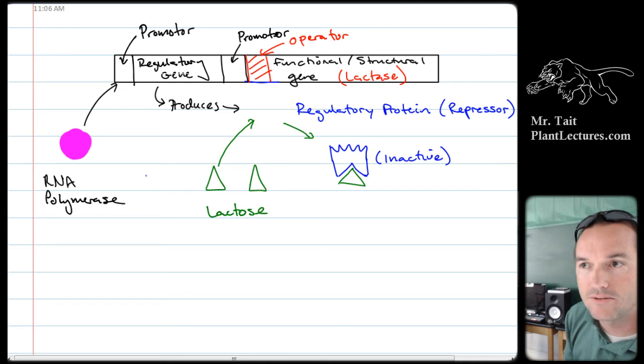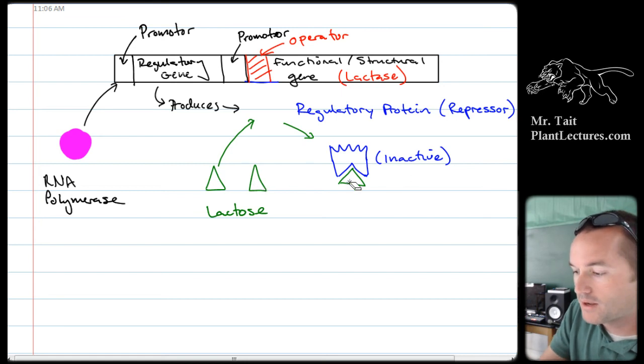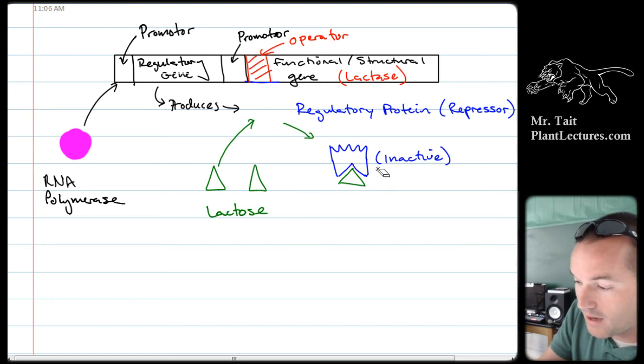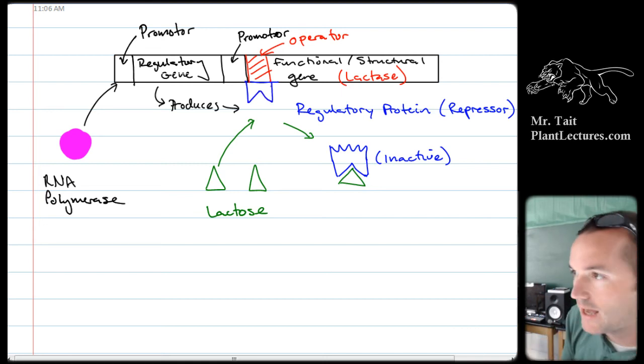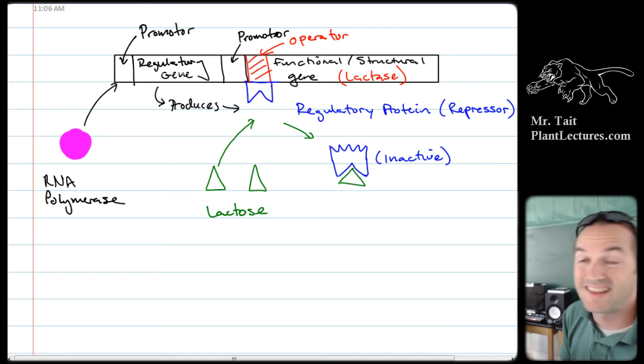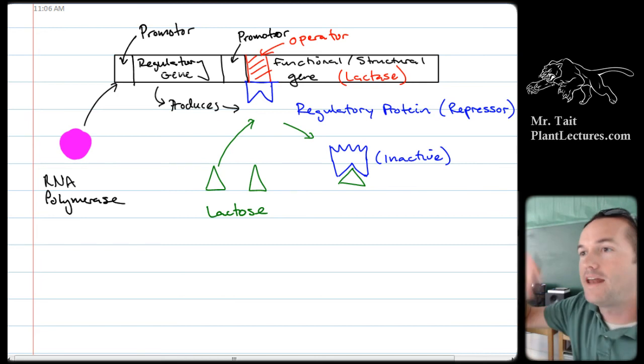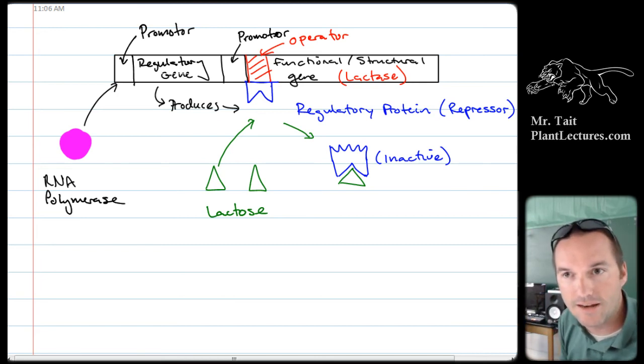So what does that do? It breaks down this lactose, it breaks down this lactose, it breaks down this lactose. What happens when this breaks down this lactose? It then becomes active and begins to repress this gene again because there's no more lactose present. And the next time lactose is present, then it will start producing this lactase gene again.